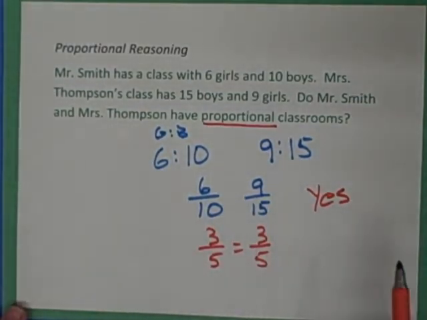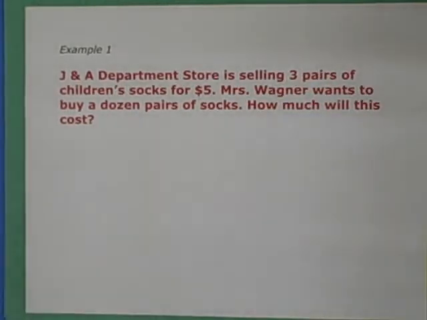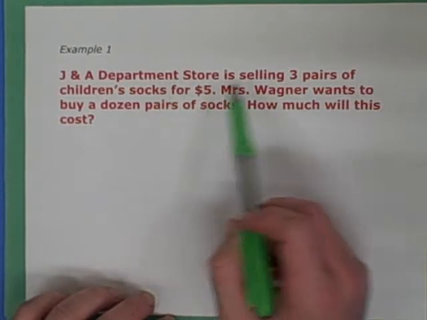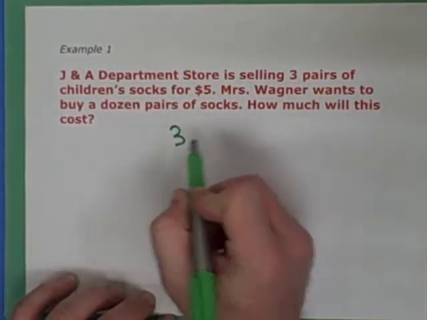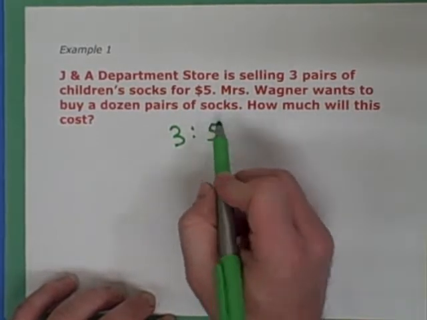So now let's take this understanding of a proportion and use it to solve some problems. Here we have a department store, JA Department Store, that is selling 3 pairs of children's socks for $5. Mrs. Wagner wants to buy a dozen pairs of socks. How much will it cost? Well, in the first statement there, we have a ratio. They are selling 3 pairs of children's socks for $5. So 3 pairs for $5.